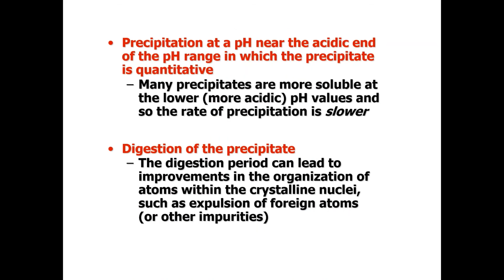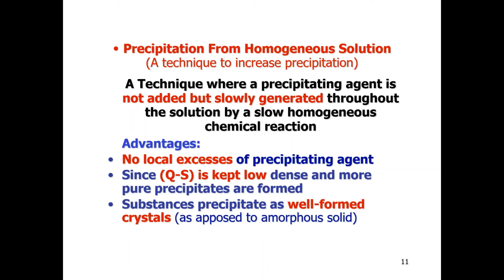And then precipitation at pH near the acidic end of the pH range, so at lower pH the solubility will be low. And digestion of the precipitate, I won't discuss this now. I will do it later. And precipitation from homogeneous solution.